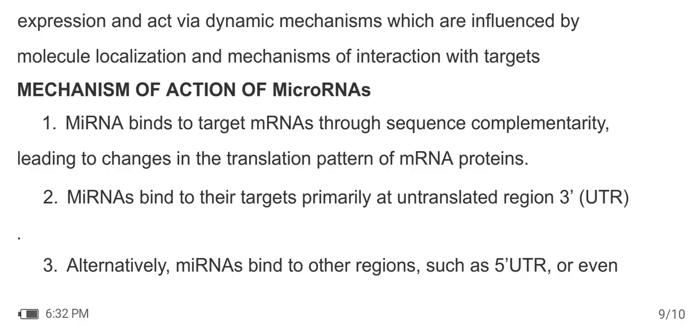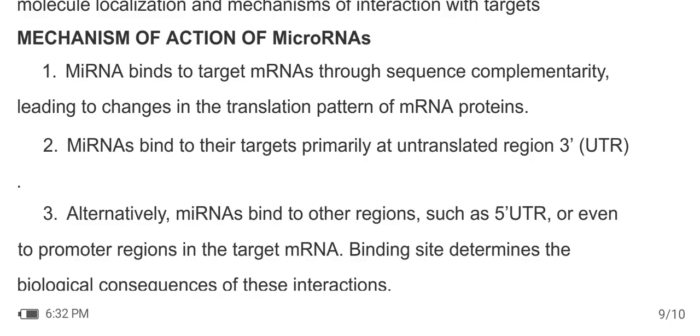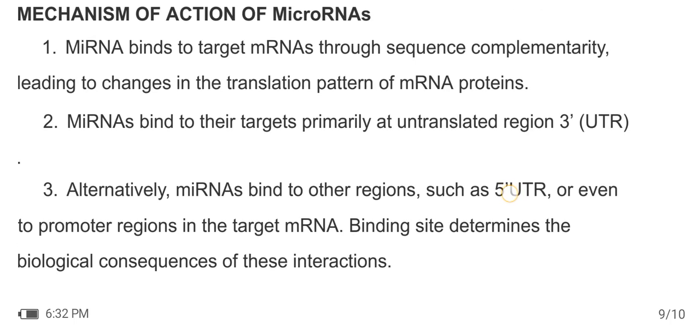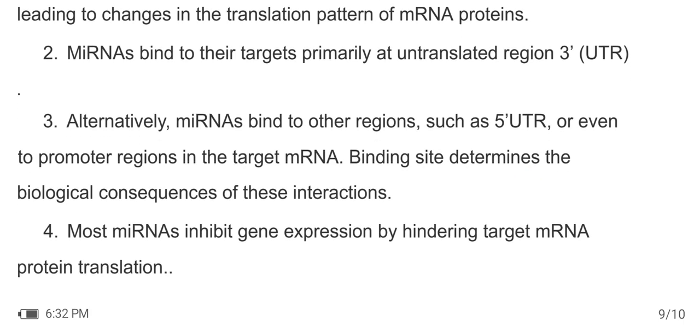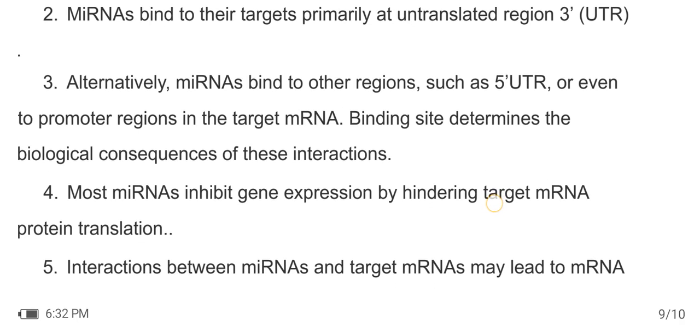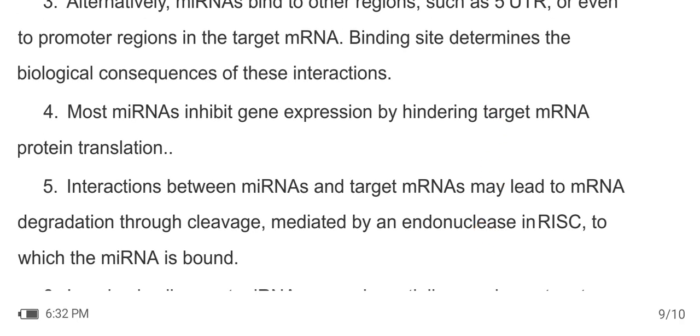And the mechanism of action of microRNA. MicroRNAs bind to target mRNAs through sequence complementarity, leading to changes in the translation pattern of mRNA proteins. miRNAs bind to their targets primarily at the untranslated region, the 3' UTR. Alternatively, miRNAs bind to another region such as the 5' UTR or even a promoter region in the target mRNA. The binding site determines the biological consequences of these interactions.